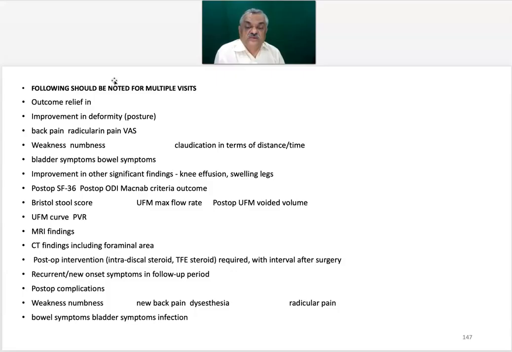A post-op intervention may be needed to relieve inflammation and pain in the form of intradiscal steroid or transforaminal steroid, and the interval between the surgery and the need for this injection is also noted. Now, recurrent or new symptoms in the follow-up period are noted. Post-op complications are noted: weakness, numbness, new back pain, dysesthesia, radicular pain, bowel and bladder symptoms, infection, etc.